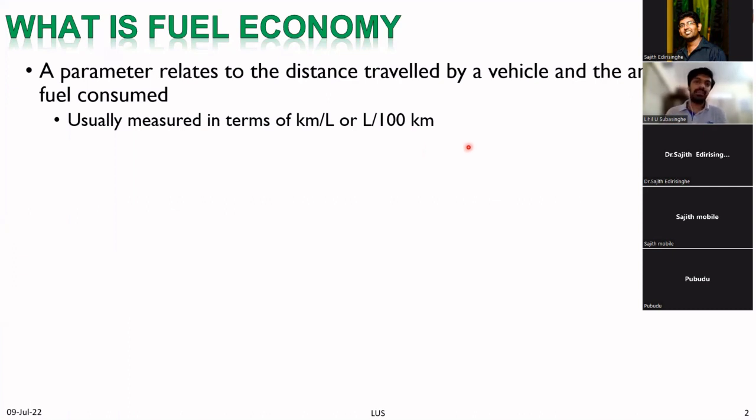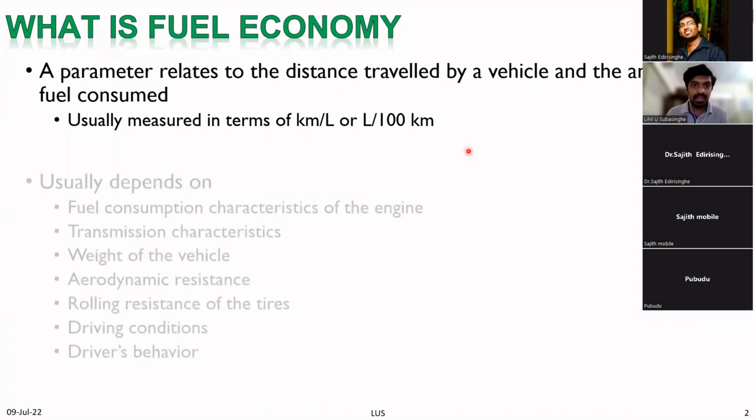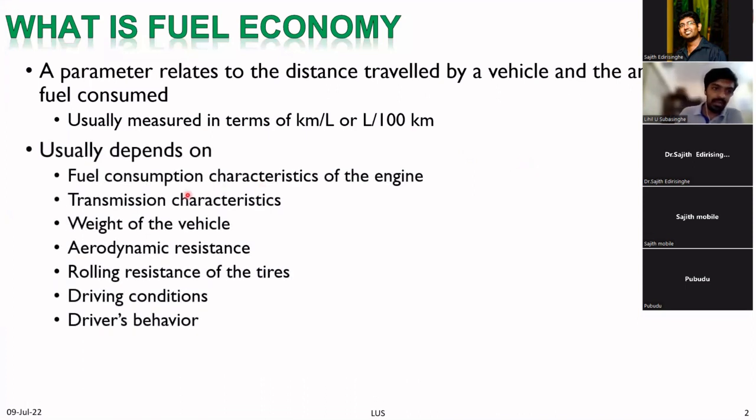Then, what are the parameters that fuel economy basically depends on? There are various parameters, starting with the fuel consumption characteristics of the engine. So the engine itself is a parameter, and the transmission system, whether it is a conventional automatic transmission, a continuously variable transmission or CVT, or a conventional manual transmission system. Depending on the transmission system, the fuel economy also varies. And the weight of the vehicle, yes. And the aerodynamic resistance. When the vehicle is moving forward, we all know that the wind is flowing in the opposite direction. Therefore, the wind is actually pushing the vehicle backwards. That wind resistance, we usually call aerodynamic resistance or aerodynamic drag.